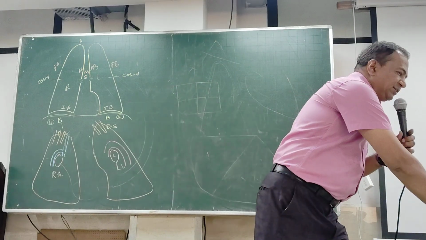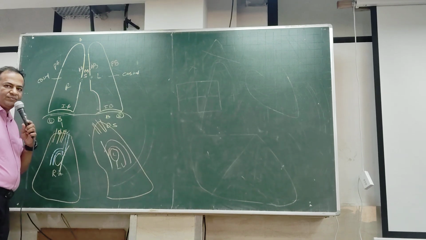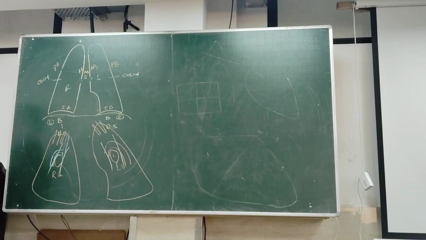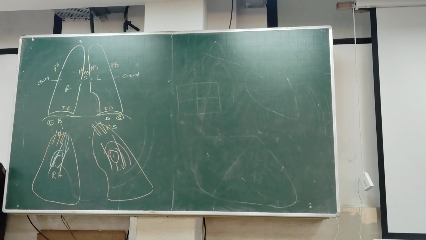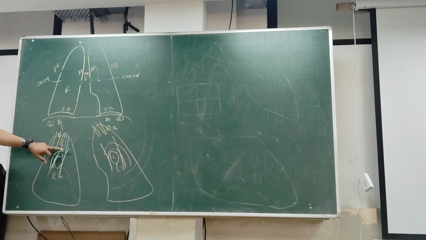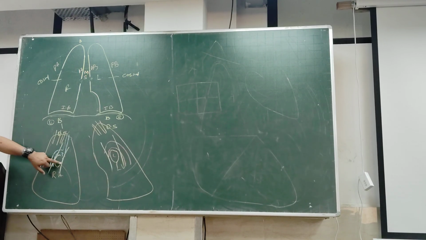So if they ask the relations of the hilum, what do you have to write? Anteriorly passes the phrenic nerve in both, posteriorly passes the vagus in both. Clear? Above there is an arch. So what arch is there on the right side? Arch of azygos. What arch is there on the left side? Arch of aorta.